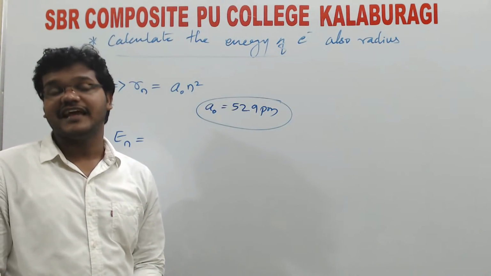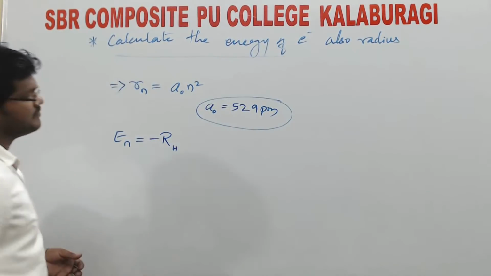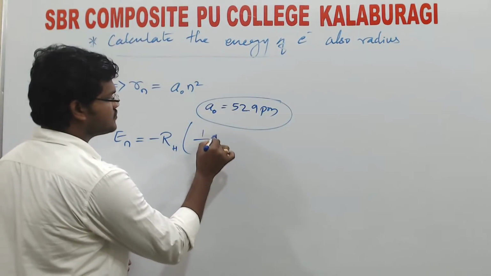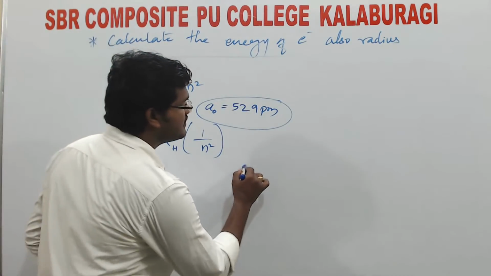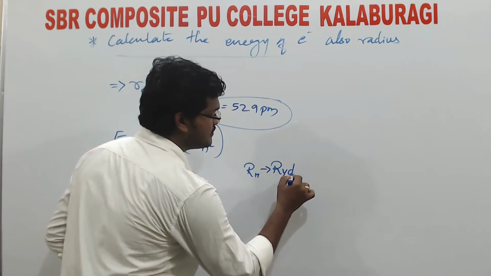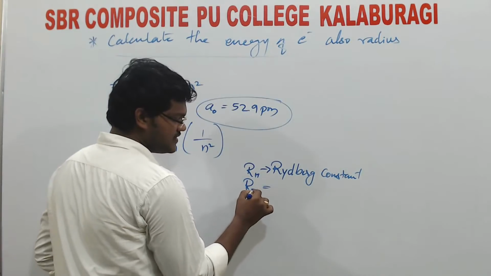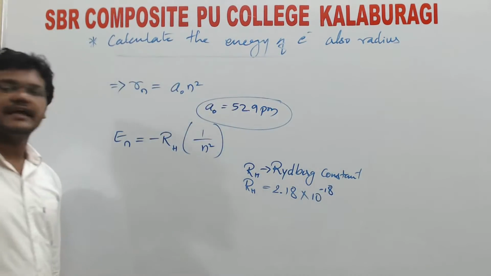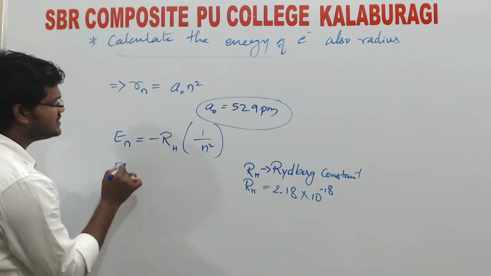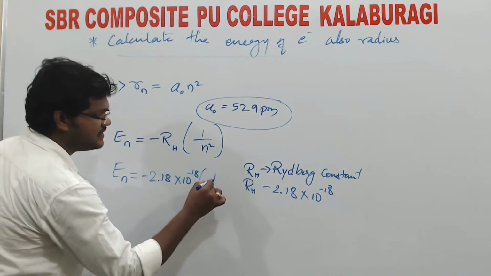Similarly, energy En can also be calculated, not only radius. Energy can be calculated by using the formula En is equal to minus RH into 1 by n square. Here RH is nothing but the Rydberg constant. The value of the Rydberg constant is 2.18 into 10 to the power minus 18. So you fill it in: energy is minus 2.18 into 10 to the power minus 18, into 1 by n square.